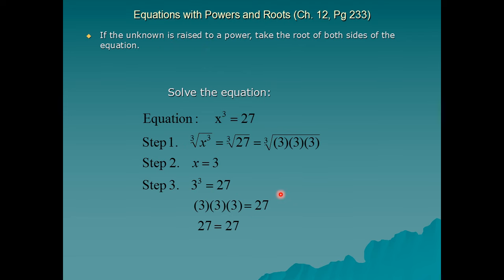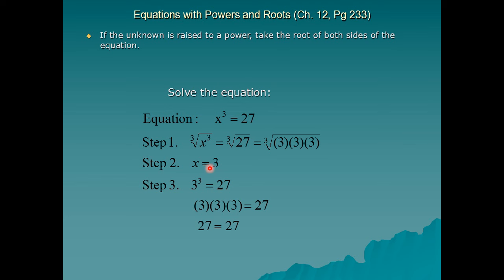Now, this one has power. Remember, if we have power, we actually take the root. For an example, we have x cubed equals 27. To get rid of the power, we do the cubic root of x and the cubic root of 27, which gives us x equals 3, and that's it.